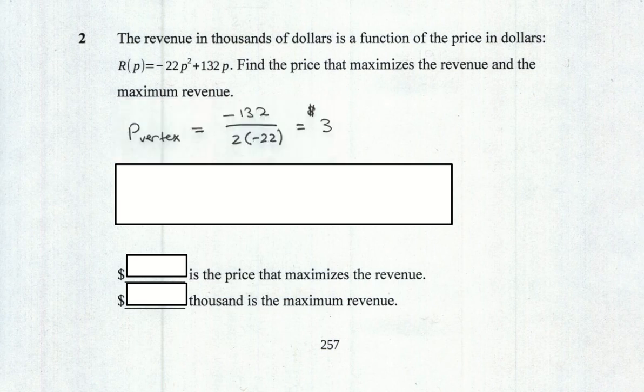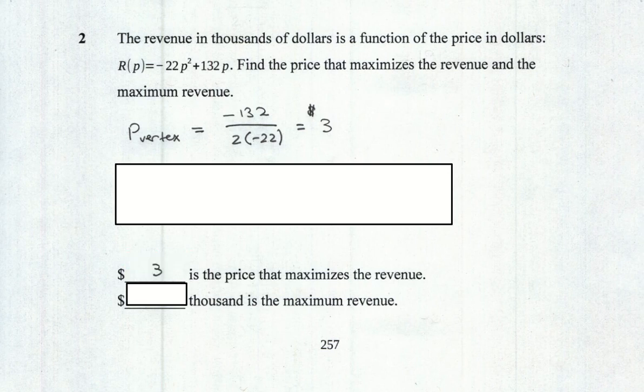So the first thing we're going to do is find the vertex. That's -b over 2a. So we're going to go grab our b, 132. We're going to change its sign, -132. In the denominator, we're going to multiply 2 times a, 2 times -22. We do some arithmetic, and out pops $3. So the price that maximizes the revenue is $3.